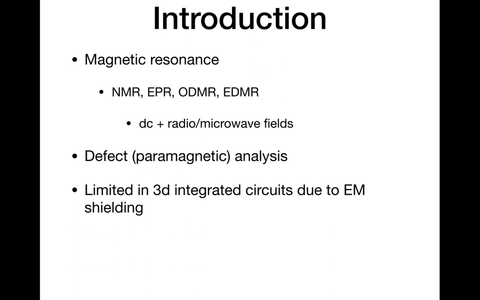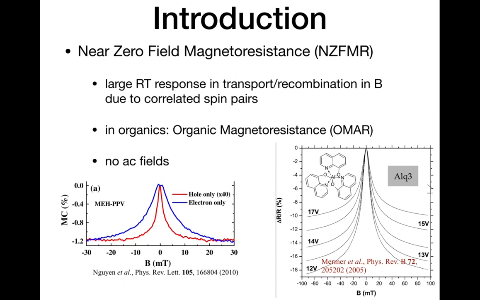And the idea behind this talk is to look at a new technique that doesn't rely on an alternating field. Okay, and that's this near zero field magnetoresistance, which I will introduce. Okay, so this near zero field magnetoresistance is an entirely new effect in terms of the physics of it.